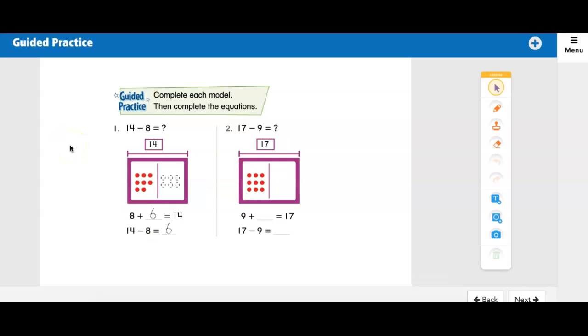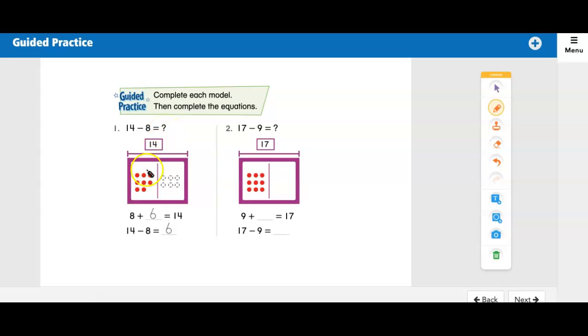Now let's complete our guided practice together on page 178 of our workbook. Our directions tell us to complete each model, then complete the equations. So the first one has been completed for us. Let's see how they were able to solve this problem. Our equation says 14 minus 8 equals question mark.